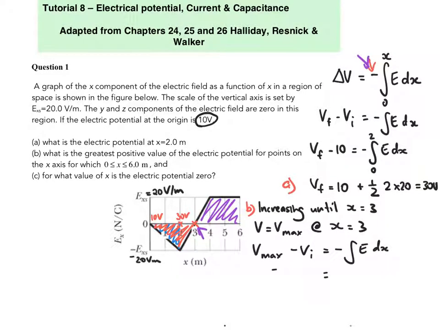We can say then V max equals V initial, and it's negative, but then we find the area is going to be positive under there, so that's going to become a positive here, plus 1/2 times 3 as the base times the height, which is 20. And V initial was 10, remember. So we just end up with 40 volts.